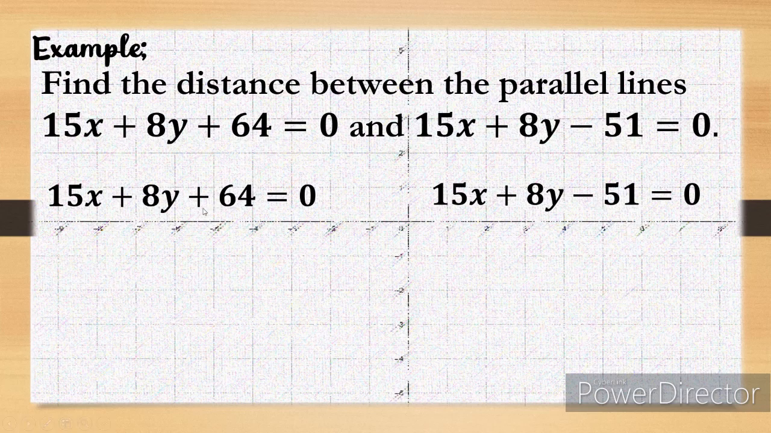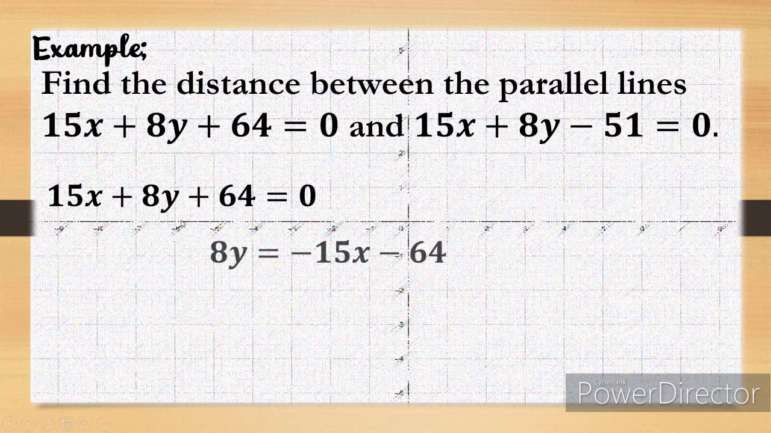Okay, let us have the first line. So, hahanap tayo ng isang point on this line. There are many ways on finding a point on this line. So, for now, let us use slope-intercept form. Okay? Let us express this equation into slope-intercept form. So, we have 8y equals, transpose 15x, so we have negative 15x, transpose 64, minus 64.